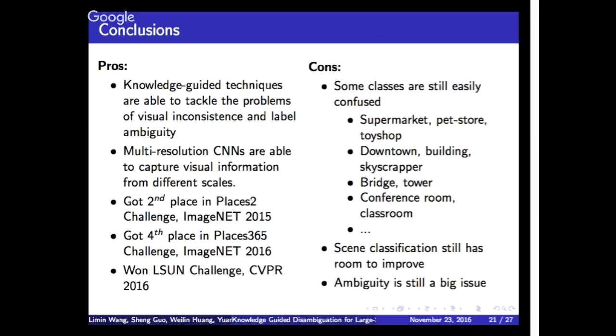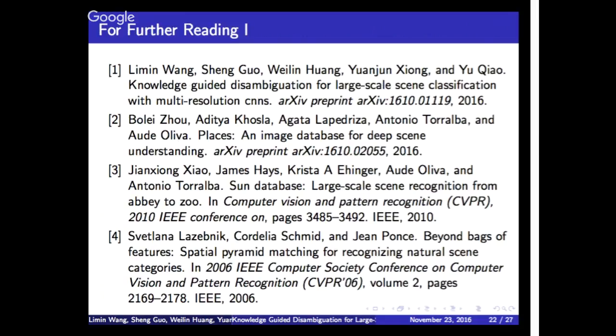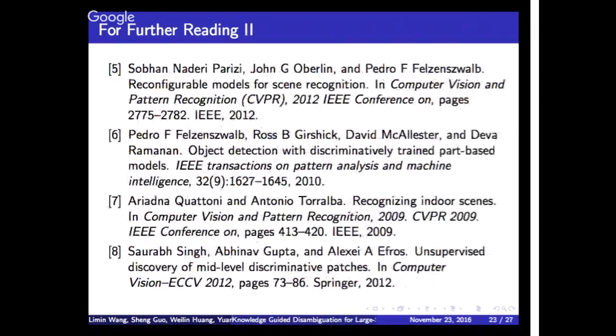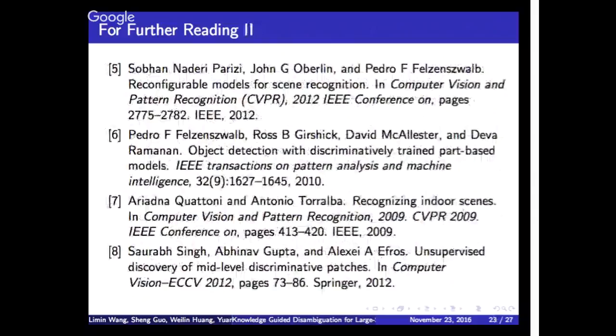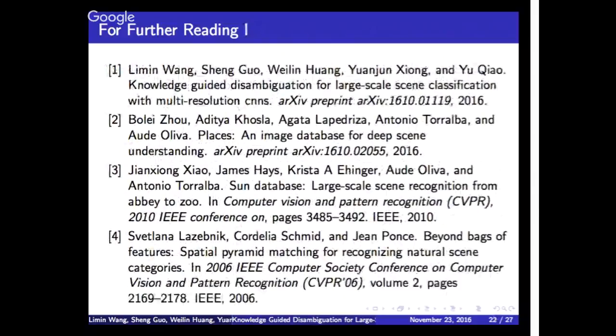So there is still room to improve, and ambiguity is still a large issue, so there is still place to work on this. And here you have the reference in case you want to read something else about any of these topics. We have many more about many other things. I've referenced almost everything I told you. So if you have any questions.